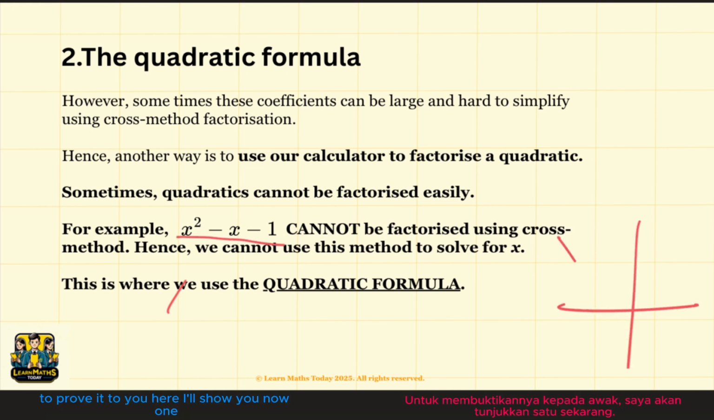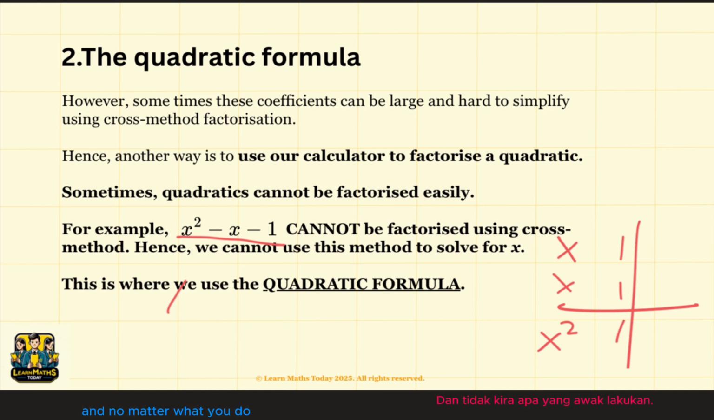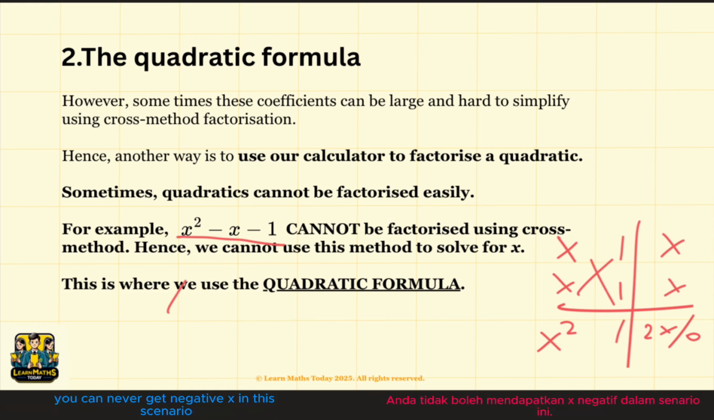To prove it to you, I'll show you. Now, there can only be 1 and 1, which will give you 1. And no matter what you do, either you get 2x or you get 0x. You can never get negative x in this scenario. Therefore, we cannot use this method to solve for x. This is why we have our glorious quadratic formula.